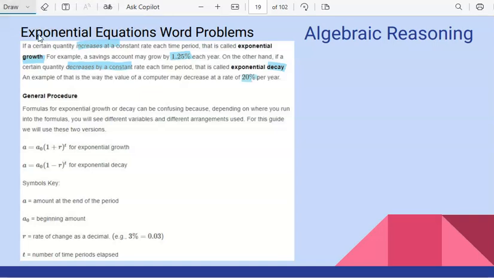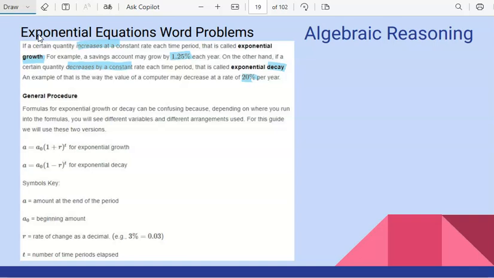General procedure. Formulas for exponential growth or decay can be confusing because depending on where you run into the formulas, you'll see different variables and different arrangements used. For this example, we'll use these two versions. We have A equals A initial times (1 plus r) to the t power for exponential growth, and then A equals A naught times (1 minus r) to the t power for exponential decay. Here's what each of the variables mean.